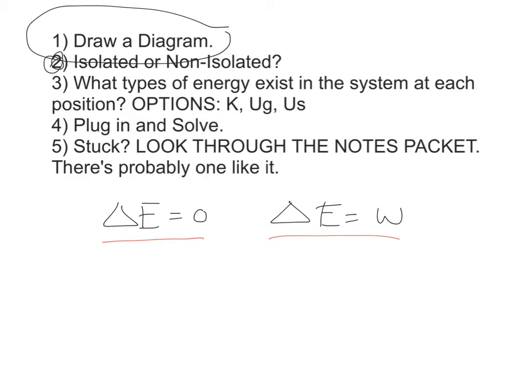Next thing that you'd want to do is decide what types of energy exist at various positions. So you'll see me do that for each of the questions. Your options are pretty much just these three. If it's moving, there's kinetic energy. If it's higher than the lowest position, then there's gravitational potential energy. If there's a compressed spring, then there's elastic potential energy. All right, and then plug in and solve. That's the part where there's algebra.